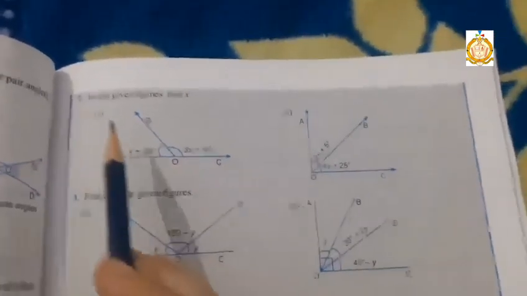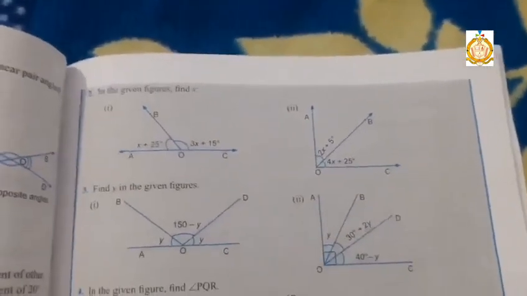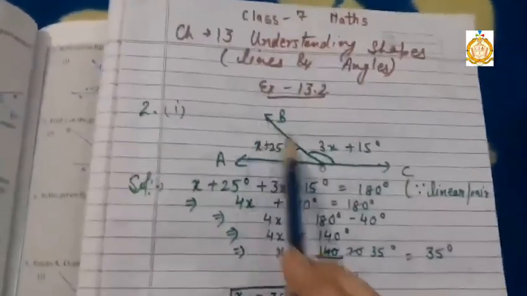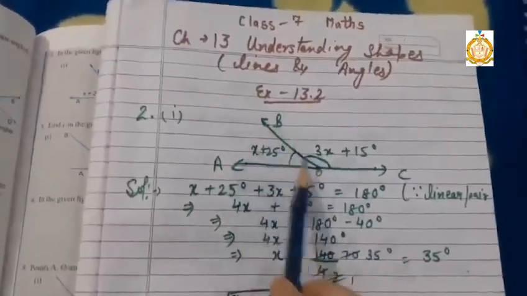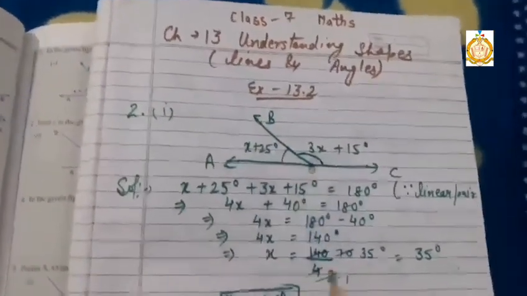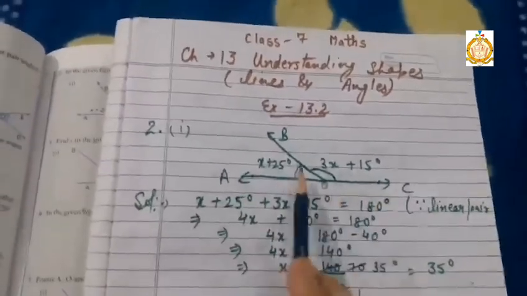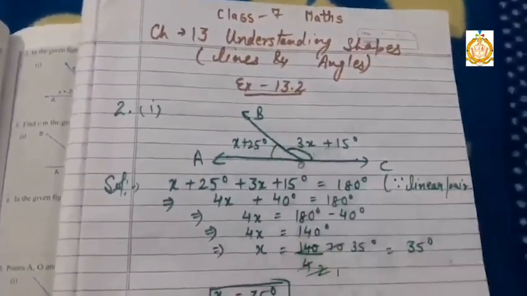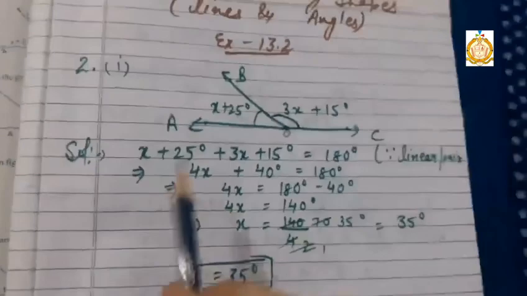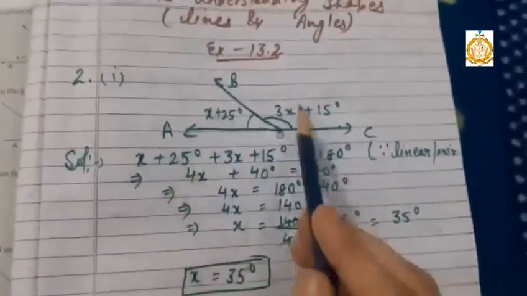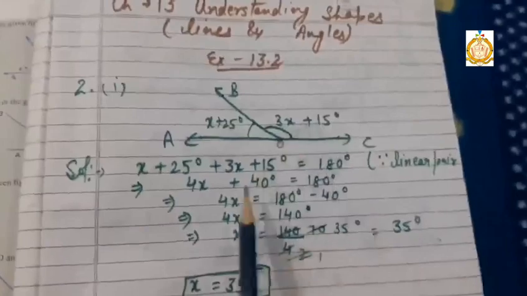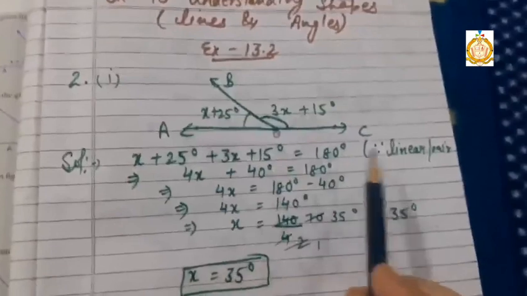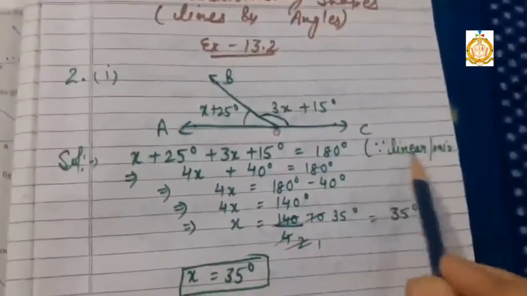Now in the second sum we have to find the value of x. Here see, we are given that AOC is a straight line and here there is a line OB and two angles are formed here. It is a straight line, so these two angles would be a linear pair and they would sum up to give 180 degree. Solution, we will write x plus 25 degree plus 3x plus 15 degree is equal to 180 degree, because these two angles would sum up to give 180 degree as these are a linear pair.